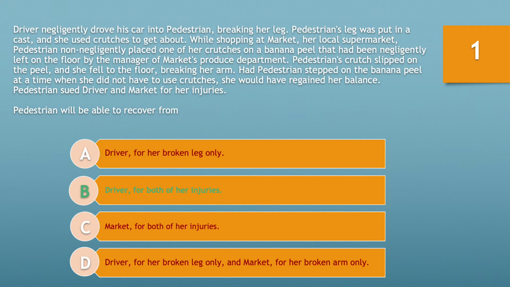D, driver for her broken leg only, and Market for her broken arm only. While this is pretty close to accurate, this would be your second best option, right? It's a little bit tricky. If you didn't know the rule, you might have chosen D rather than B. But the issue here is the fact that ultimately driver could be liable for the broken arm as well, given the connection between the two, and given the fact that as a result of the injuries, the secondary fall was caused by the condition of the plaintiff. So as a result, B is the very best answer here.